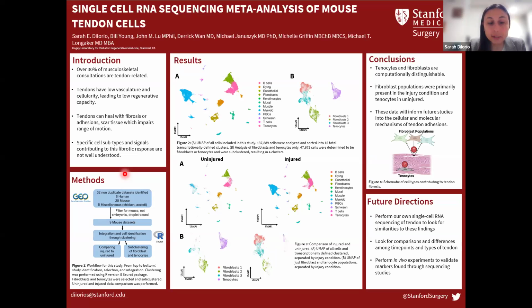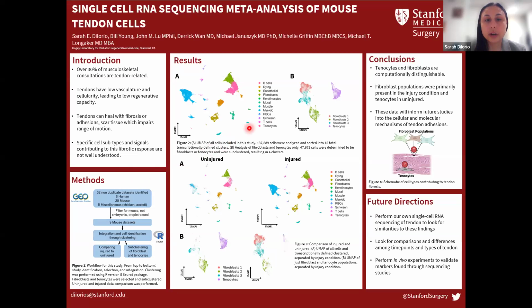From here, we found 9 mouse data sets that met these criteria, which we then integrated and performed cell identification through clustering using Seurat version 5. We also compared the uninjured and injured conditions, so basically where the tissue came from in the mice, and then also we subclustered fibroblasts and tenocytes to look at subpopulations.